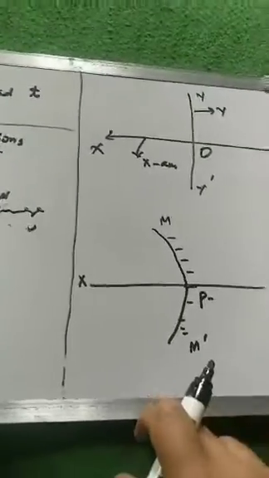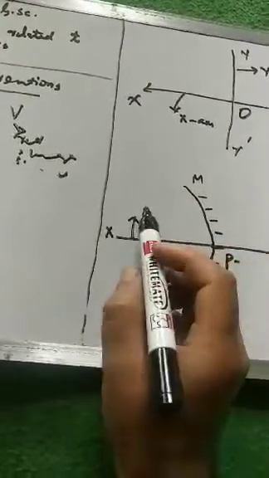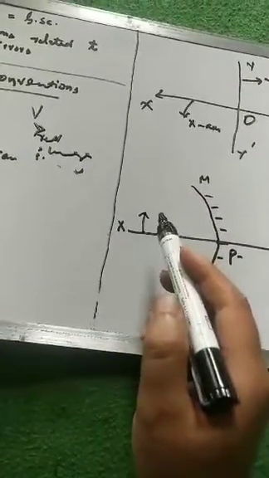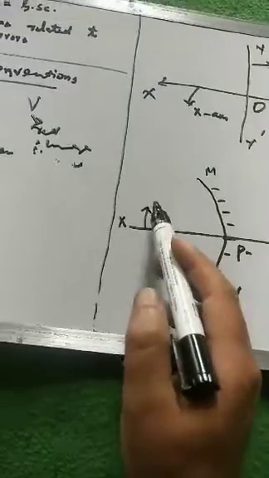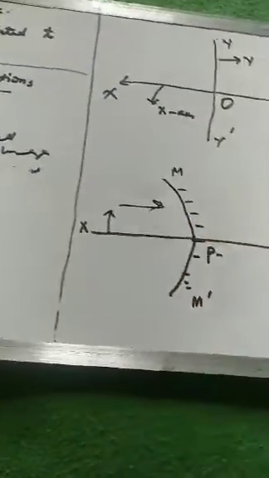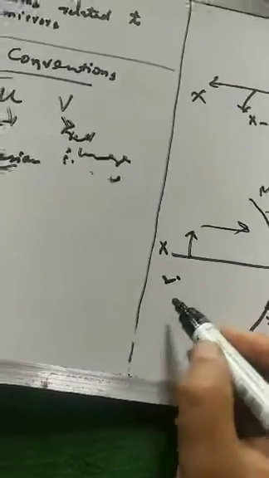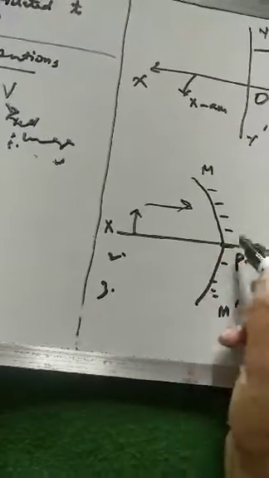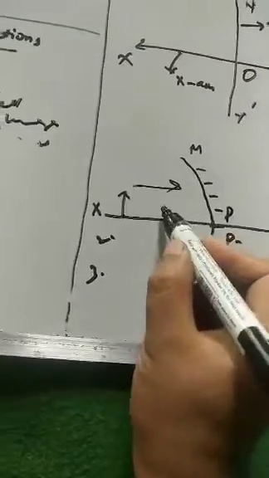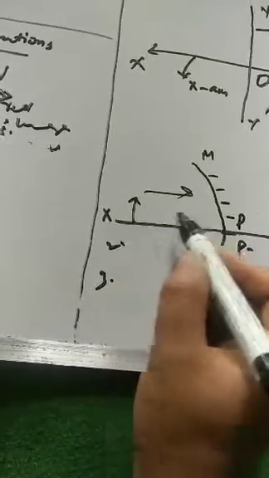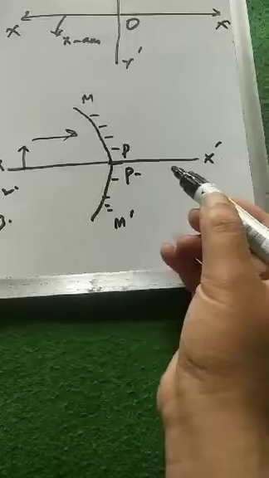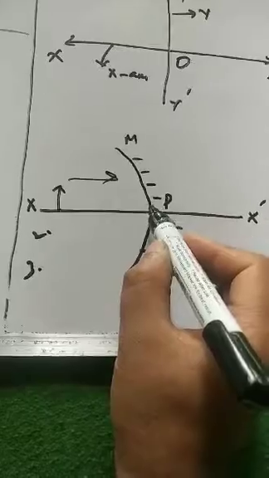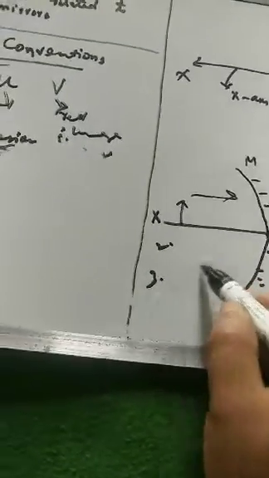Second point: the object is always taken along the left hand side. It means that the light is incident on the mirror from the left hand side, like this. Third point: all distances which are parallel to the principal axis are measured from the pole of the mirror. It means that we have to start from P, and move either right to left or left to right. यानी पोल से हमें स्टार्ट करना है.